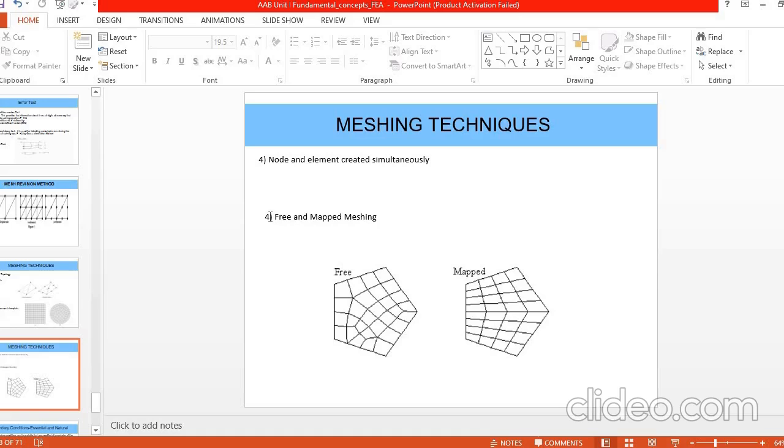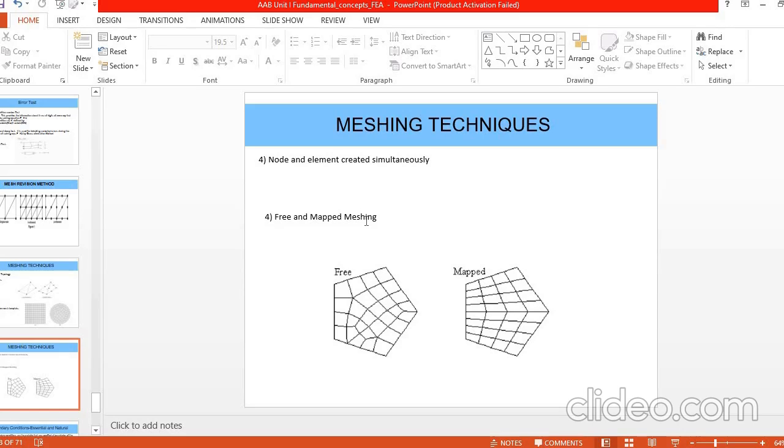Next, the fifth one, is to explain free and mapped meshing. Before meshing the model, it is important to decide which type of meshing is to be done based on the type of analysis. Free mesh has no specific pattern to apply and no restrictions on element shape. Mapped mesh has restrictions on the pattern to mesh and on the element shape. Mapped area mesh constrains either quadrilateral or triangular elements. Mapped volume mesh constrains only hexahedral elements.